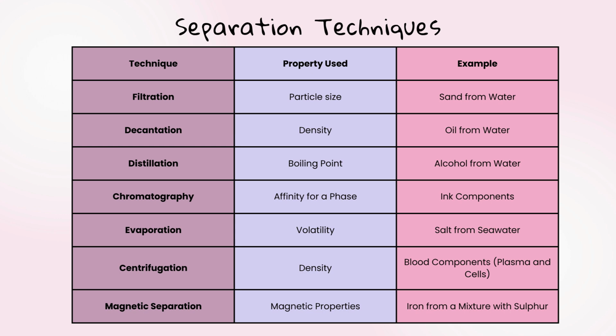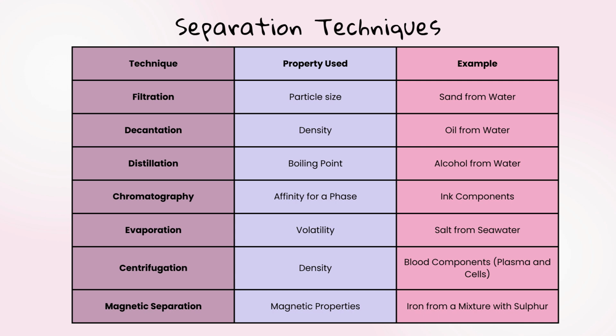Distillation uses boiling point. An example of that would be alcohol from water. Chromatography uses affinity for a phase, and we have, for an example of that, ink components. Evaporation uses volatility, and an example of that would be salt from seawater. Centrifugation uses density. An example of a mixture using centrifugation would be blood components.